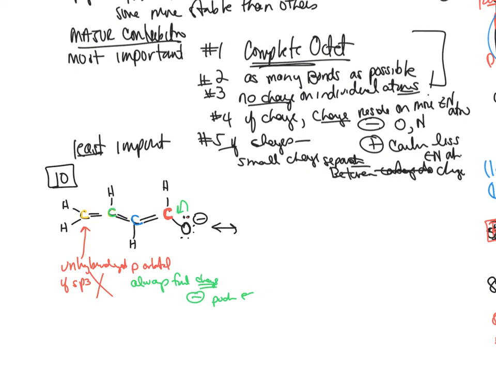Okay, that's not okay. That's an octet violation. So now I have to make sure that these electrons go on to carbon. Okay, and then those electrons have to go on that carbon, and those electrons go on that carbon. Now, that's a lot of drawing, but we'll go ahead and do that.